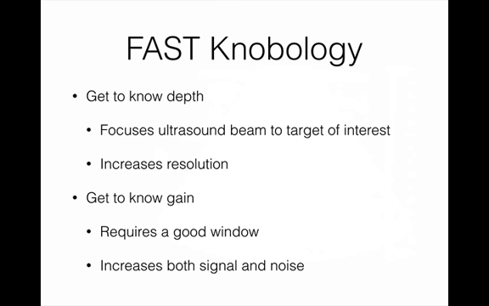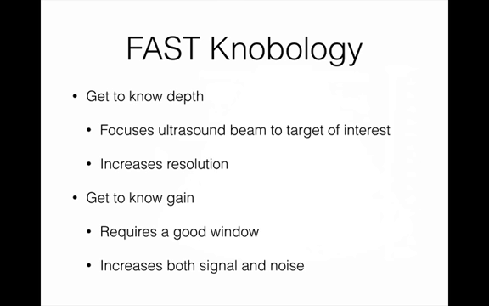Now, we talked about those three artifacts. There are two aspects to knobology that you really need to know and master, especially as it relates to the FAST exam. The first is just the depth settings. So when you change a depth, you actually tell the machine that you are going to focus your attention on a certain structure at a certain depth. And by doing that, you actually increase the resolution, both temporally and spatially, of the image. And this is really important, and I'll give you a good example of that in a second.